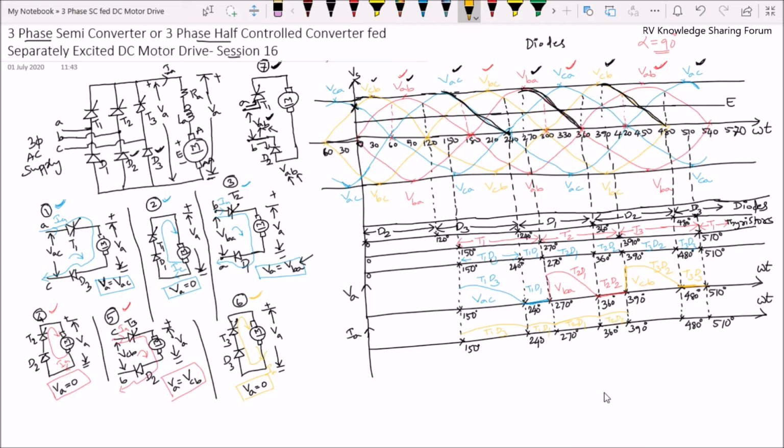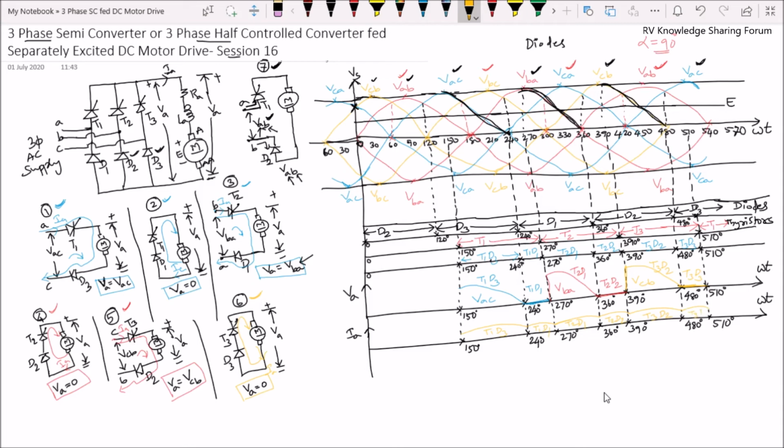And again from 390 degrees to 480 degrees, the current is flowing through the thyristor T3 and the diode D2. And again from 480 degrees to 510 degrees, the current is flowing through the thyristor T3 and diode D3, but the output voltage is 0.